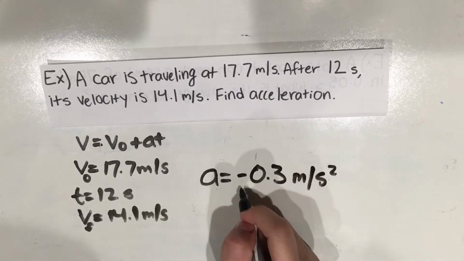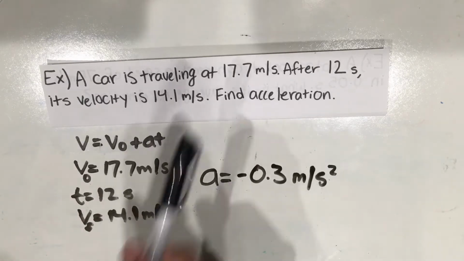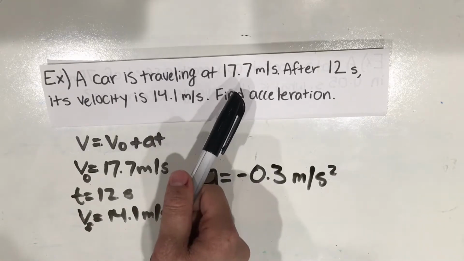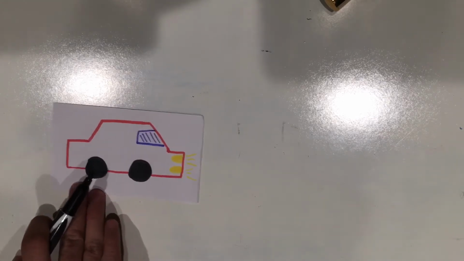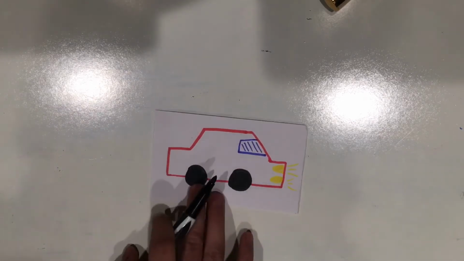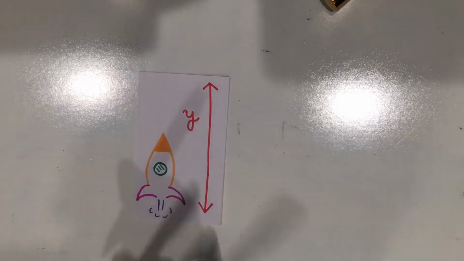And once again, this negative indicates that the car in this problem is slowing down from 17 meters per second to about 14. So the previous problem was an example of solving for acceleration along the x-axis using the kinematic equations, and this is because the car was going from a fast speed to a slower speed as it slowed down. And next we're going to want to understand what acceleration is along the y-axis.